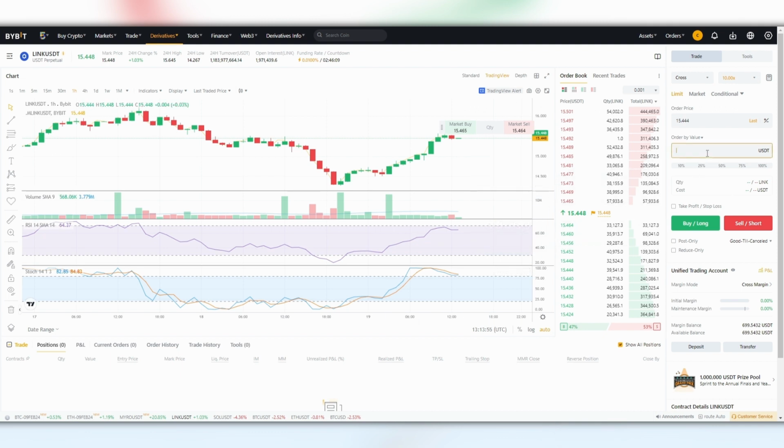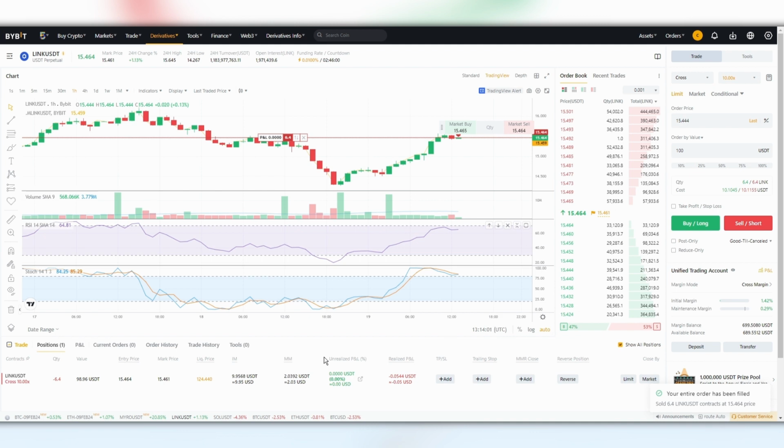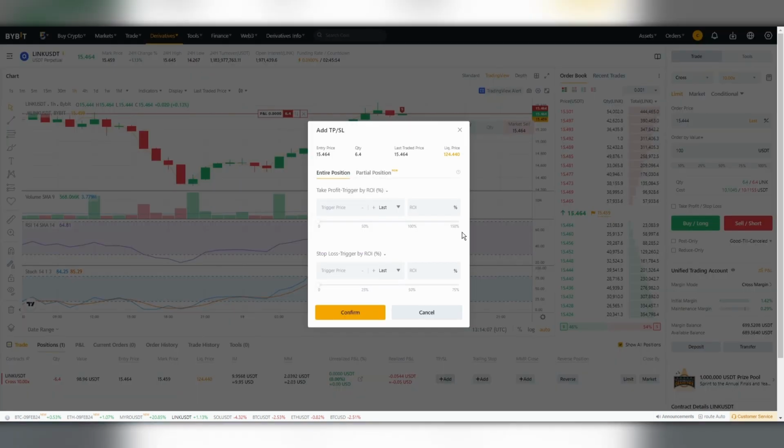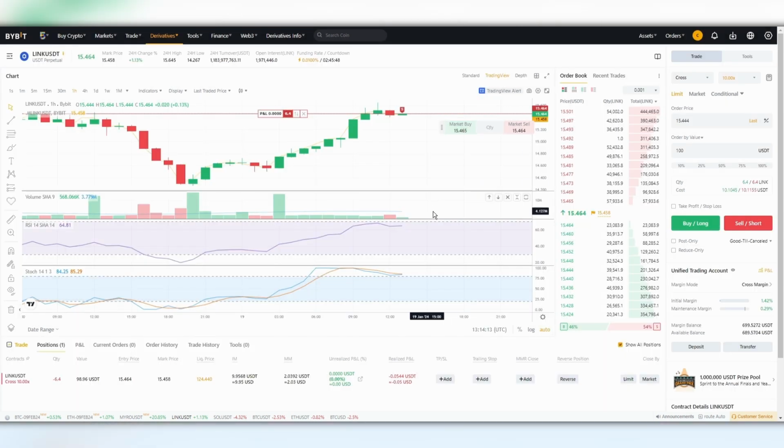We're gonna do it by the amount. Let's take 100 USDTs and click on sell short. In principle, the deal is already open. I also recommend you to put take profit and stop loss. You can do it here, or you can do it here. Let's just define the value in percentages for the whole position, by which we try to exit.